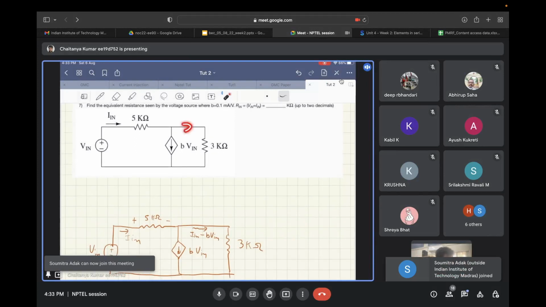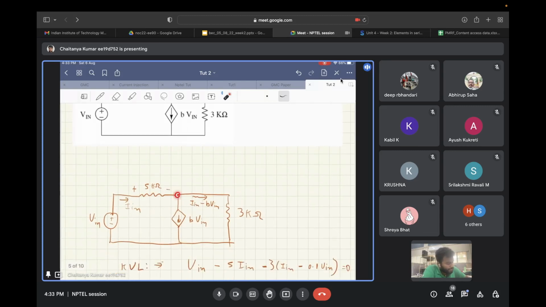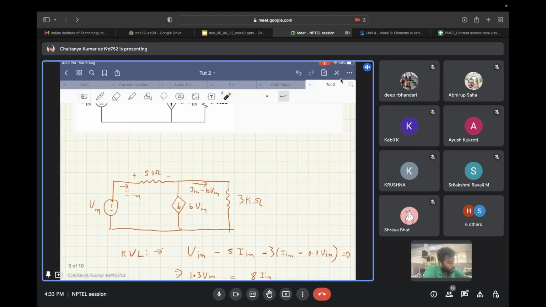We need the current that is flowing into the 3 kilo ohm resistor. So to find that current, we will apply KCL at this node. So the current coming in is I in, the current leaving out is B times V in. So the current flowing in the 3 kilo ohm resistor will be I in minus B times V in. So now we can apply the KVL in this loop.